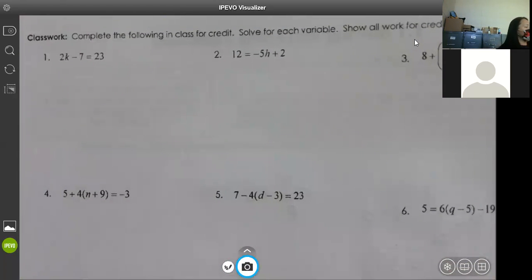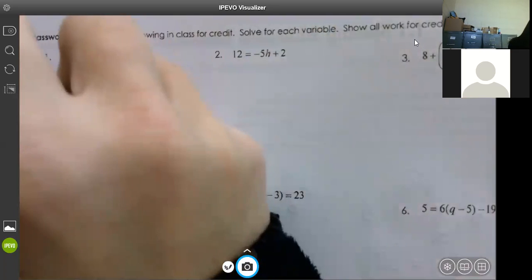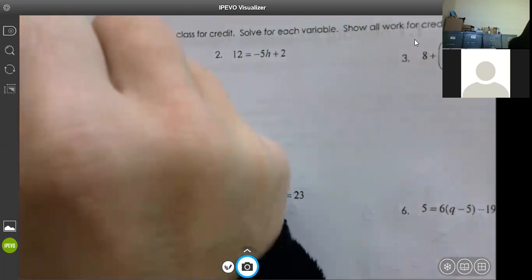The first one's super easy. What are we trying to solve for? K by itself. What's on the same side but not with it? How do I get rid of the -7? Perfect. Add 7 to both sides.